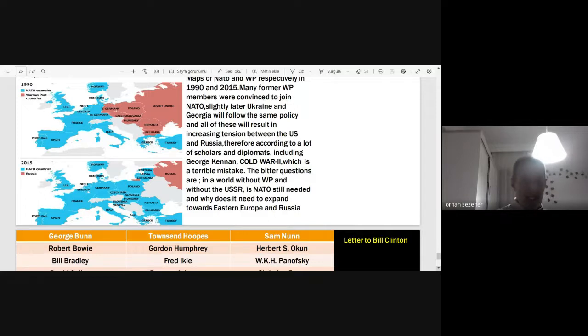Ukraine and Georgia were likely to follow the same policy. Remember, NATO missiles were supposed to be placed next door to the Russian border. And that was the beginning of the crisis and the beginning of this unpleasant fight, the war between Ukraine and Russia.